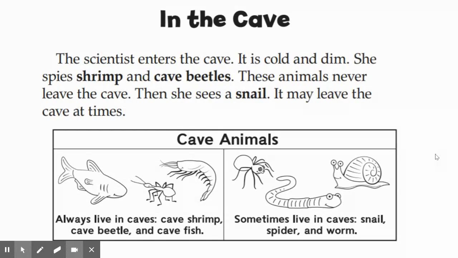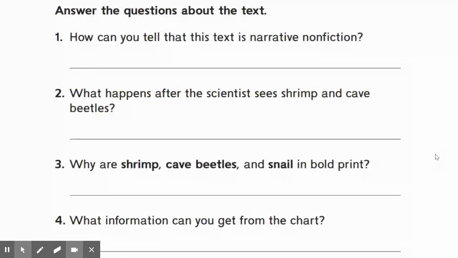Remember that we're always thinking about the genre. This is an informational text, more specifically, a narrative nonfiction text. Answer the questions about the text. Number 1, how can you tell that this text is narrative nonfiction?